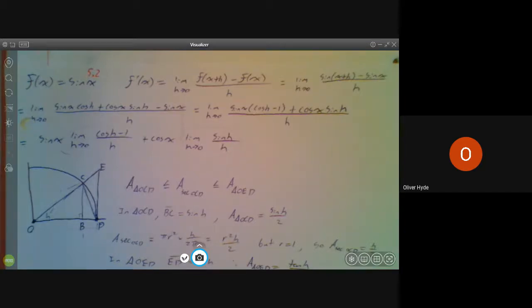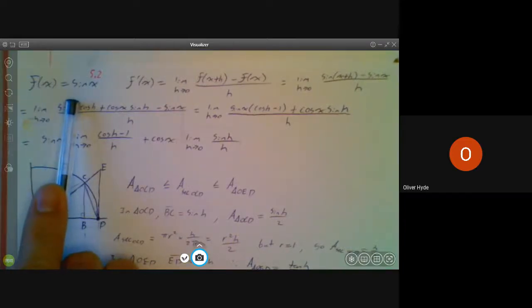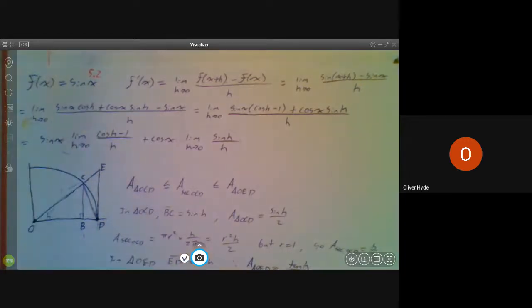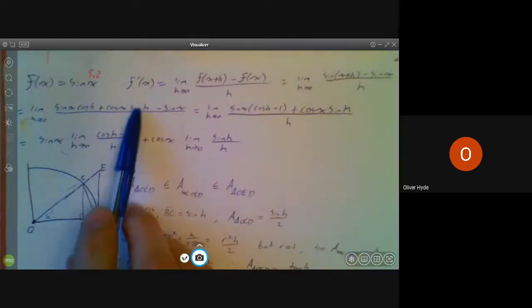Okay, so our goal is to find an expression for the derivative of the sine of x. And what we do, anytime we deal with a new function and we're trying to differentiate, we go back to first principles. We use a limit. So here's the first principles definition.